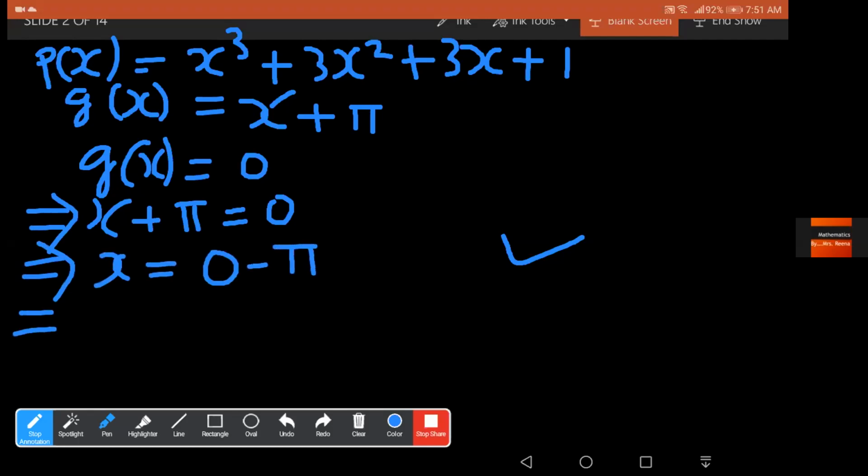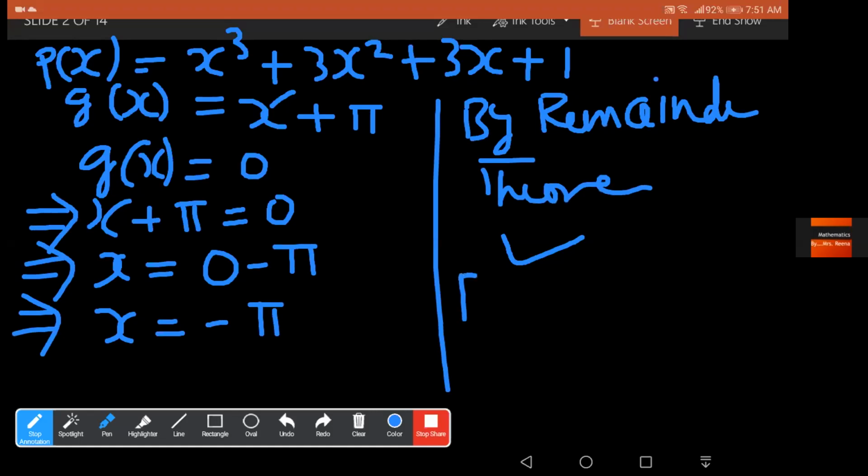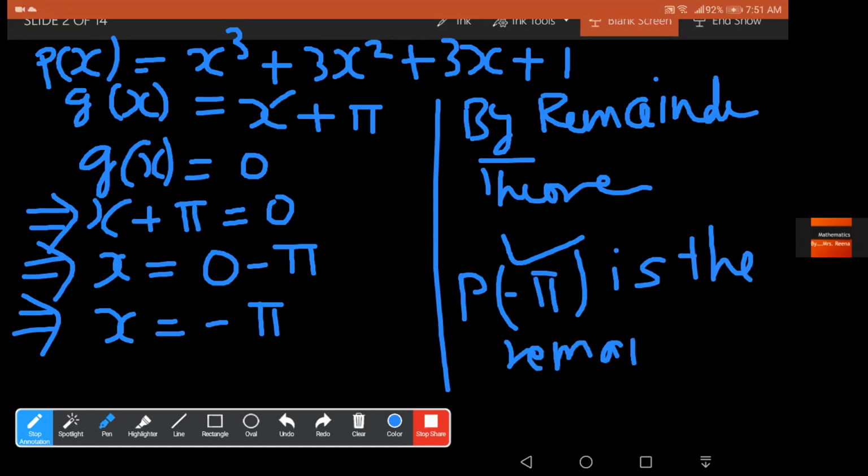So we can say that here x equal to minus pi. So we can say that by remainder theorem, p minus pi is the remainder. Now what you need to do, you have to find out p minus pi.